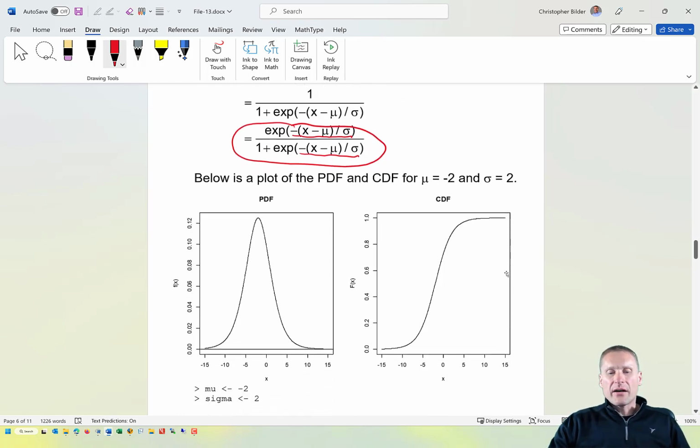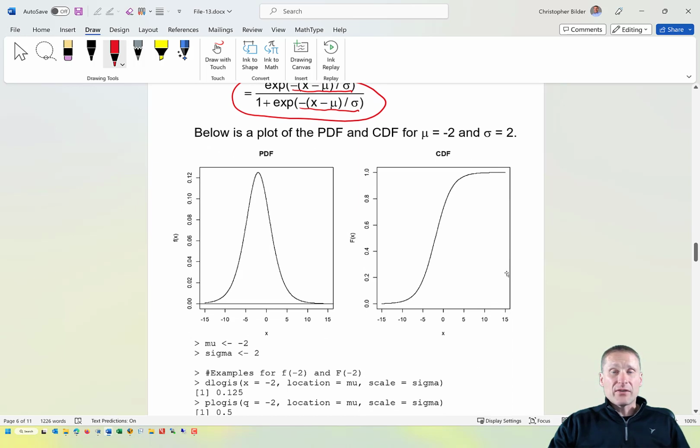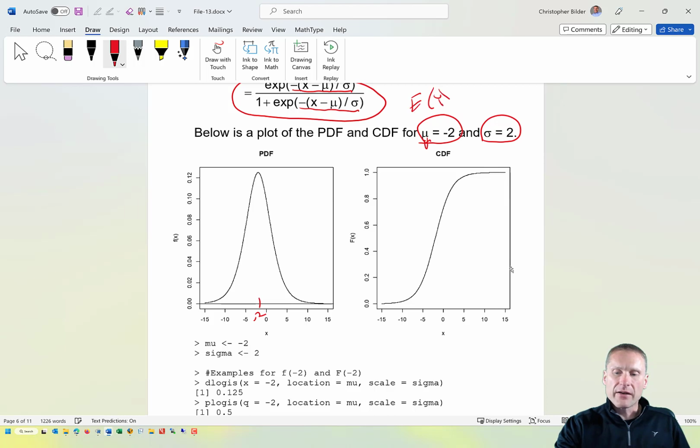Here's what a plot of the probability density function and the cumulative distribution function look like for specific cases of mu and sigma. If we look at the plot on the left, that's my PDF. We can see it looks symmetric about -2, which is what mu is. In fact, the expected value of X here is equal to -2. And the logistic probability distribution is symmetric about its mean, just like the normal distribution is.